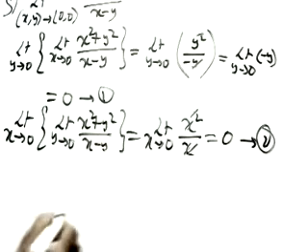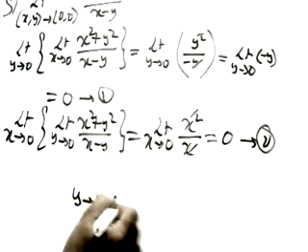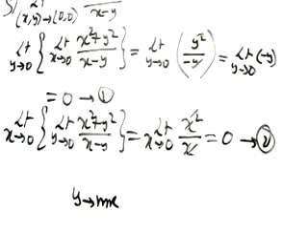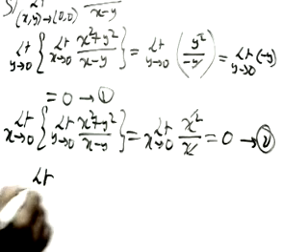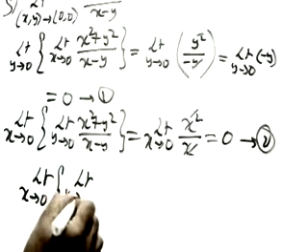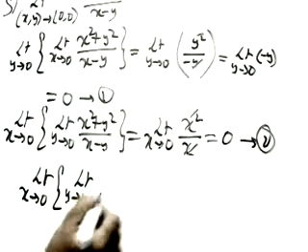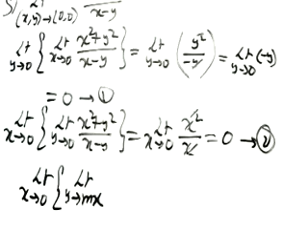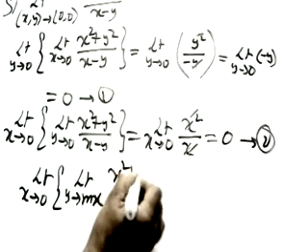Now let me try another path. Suppose y tends to mx, let me see. We have to look at different paths, and we must get the same answer. So let me find it in the next way, like this: limit x tends to 0, limit y tends to mx. The third step, you try y equals mx.